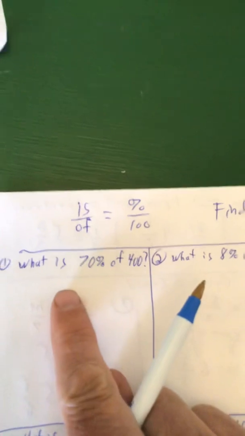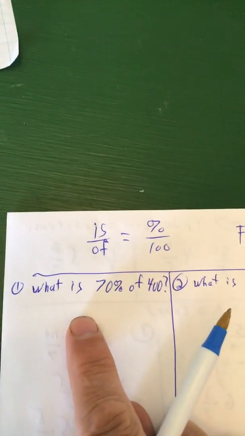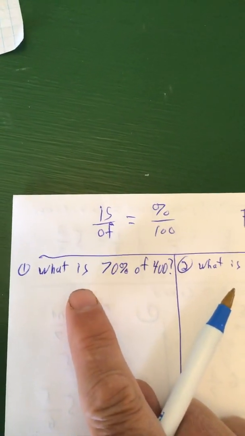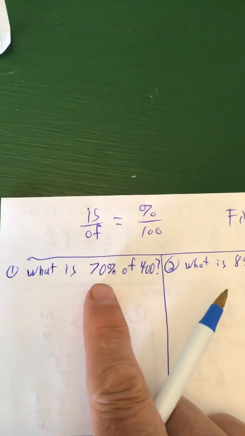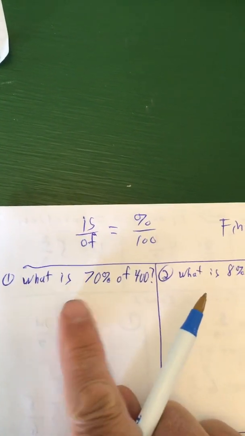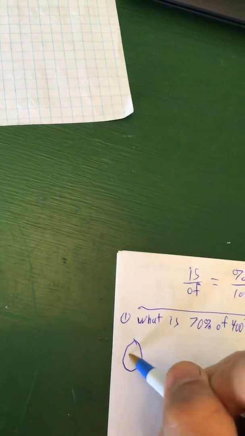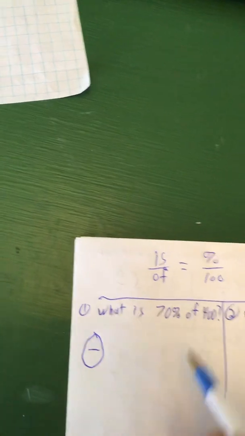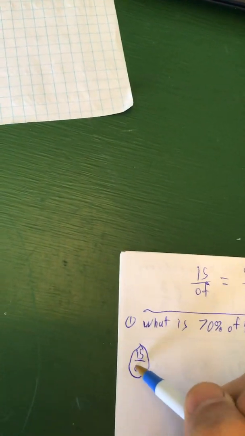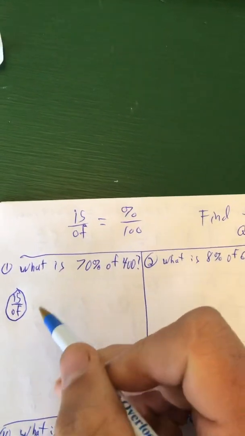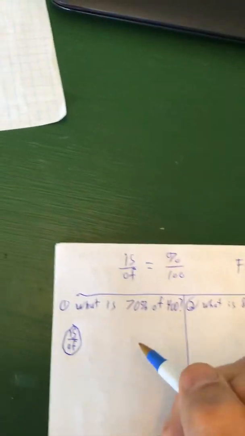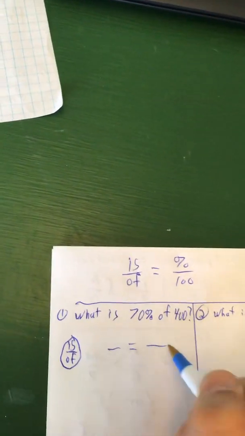So here, go ahead and copy that down. What is 70% of 400? And then here, make your circle. It's always going to be is over of for today. When you see this, just do is over of. And then here's my blank check for my proportion.